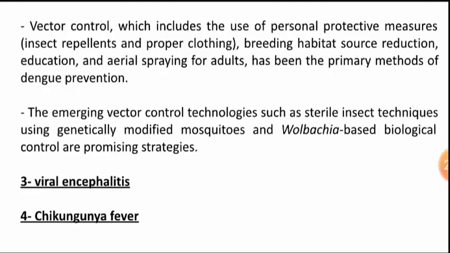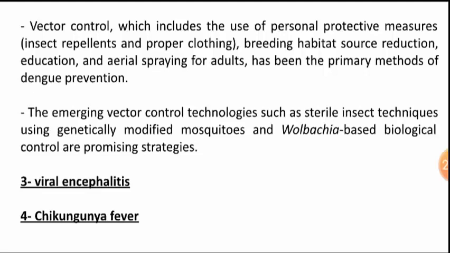Vector control, which includes the use of personal protective measures, breeding habitat source reduction, education, and spraying for adults, has been the primary method of dengue prevention. And the emerging vector control technologies, such as sterile insect techniques using genetically modified mosquitoes and Wolbachia-based biological control, are promising strategies.